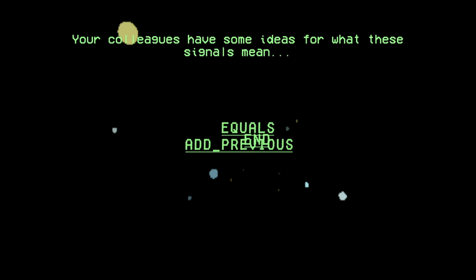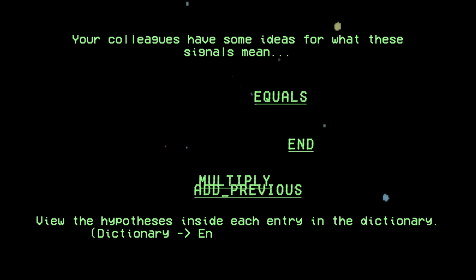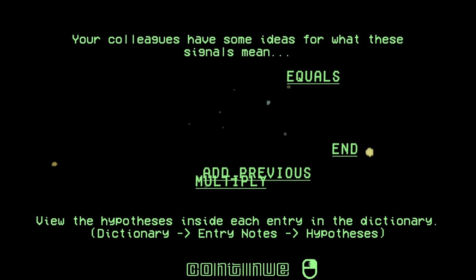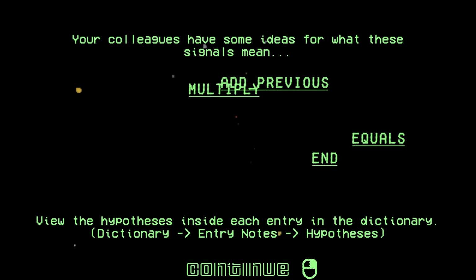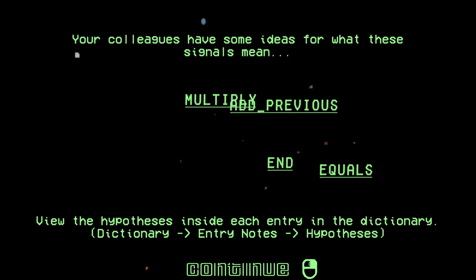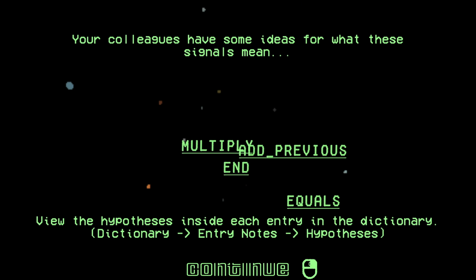Okay. Your colleagues have some ideas for what these signals mean. View the hypotheses inside each entry in the dictionary. Oh, so we can see, like... Oh, cool. So we get to expand on the words we've already uncovered and maybe try and tweak them a little bit. Maybe perfect them.